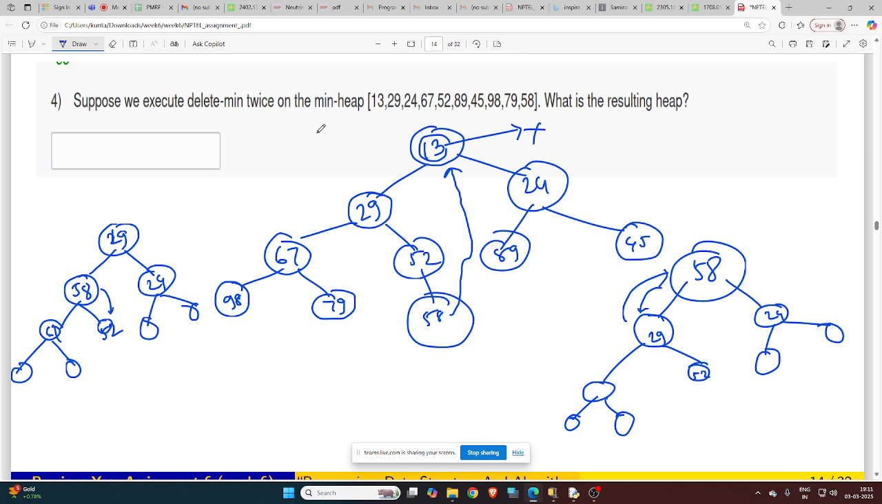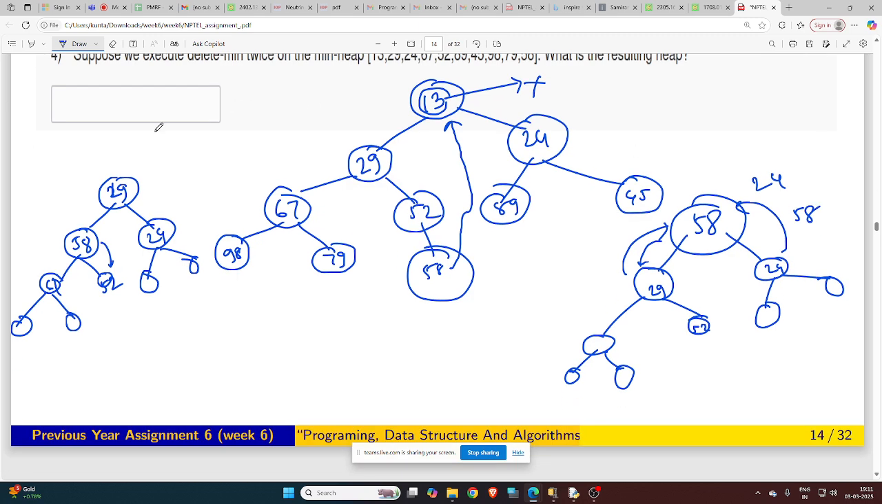Just check. No. 13, 29, 24, 67. These things are there. So this one should be greater than this one. So if I change this 58 to here, 13 will be removed. So 58, 29. So 29, 24. Both are less. But 24 and 58. Yes, sorry. It should be 24 and 58.